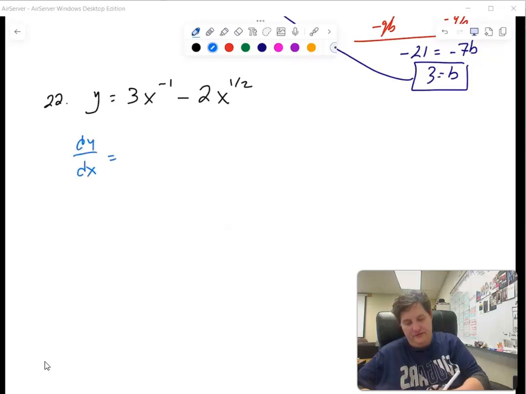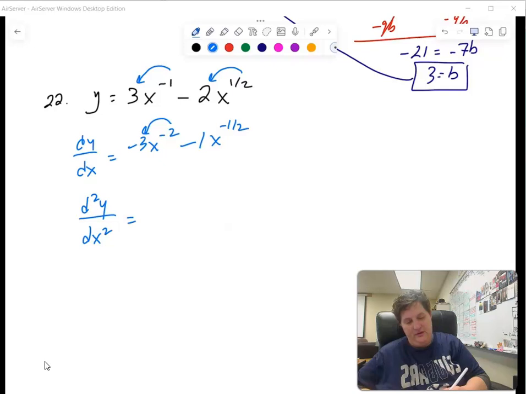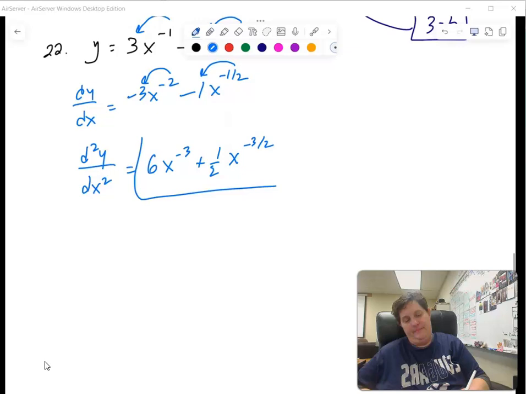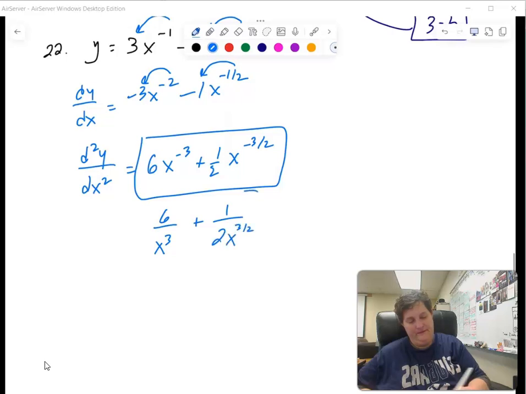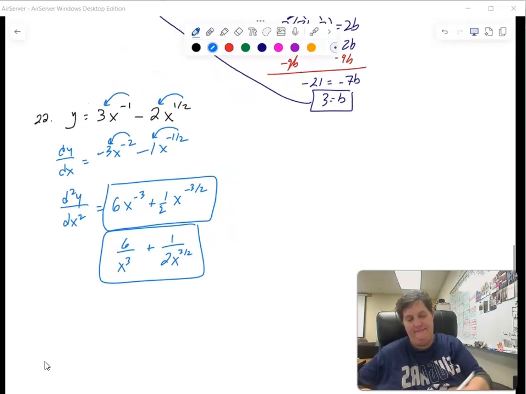First derivative. Bring that down. Negative 3x to the negative 2. Bring that down. 1x to the negative 1/2. Second derivative. Okay, bring that down. Positive 6x to the negative 3. Bring that down. Positive 1/2 x to the negative 3/2. That's a perfectly fine way to write it, or you can write it like this. Also a perfectly good way to write it. We haven't done derivatives in so long. That was kind of refreshing.